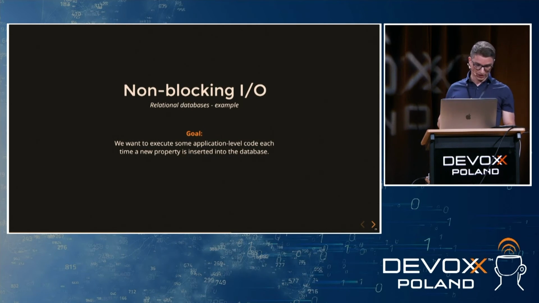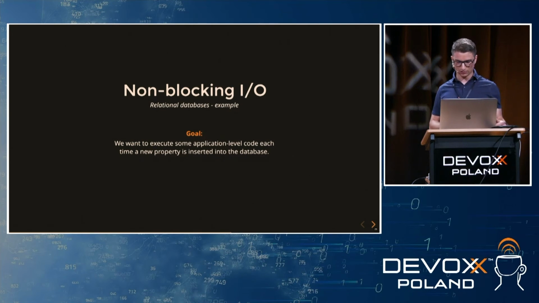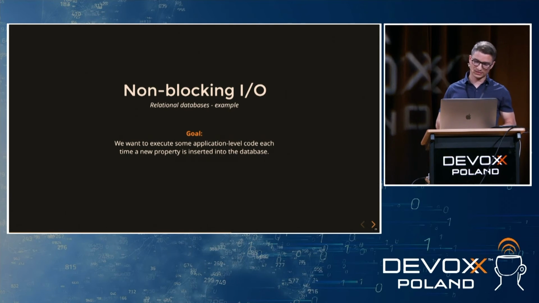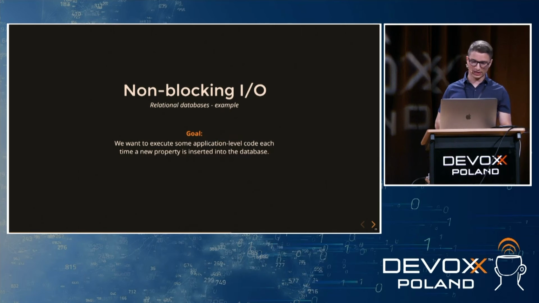In this example, I would like to show you how far we can go with being non-blocking and reactive in our applications, even though we are using a relational database. So in my company, we are working with real estate data. So we are working with the concept of a property a lot. So let's assume that we have a relational table with properties. And each time a new property is inserted into that relational table, we would like to execute some kind of logic. For example, some batch processing, maybe.